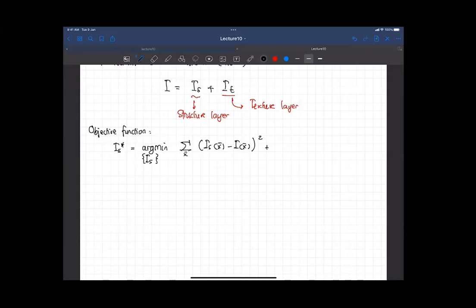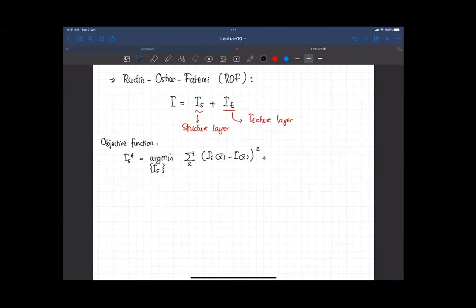And this is the second term, actually the main contribution of this ROF, Rudin, Osher, and Fatemi. And this is lambda times the gradient of I_S(x), the norm. So there is no square here. Originally, if you look at the optical flow, Horn and Schunck optical flow, for example, you have a quadratic function here, right? But in this new definition, you don't have that square.